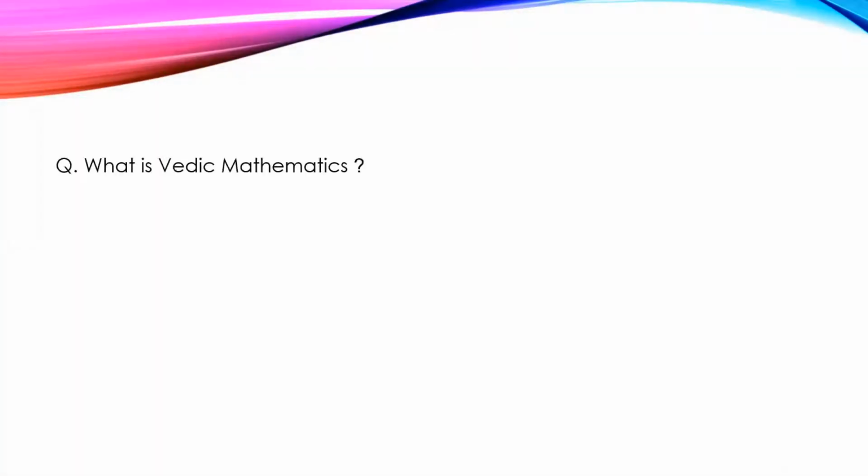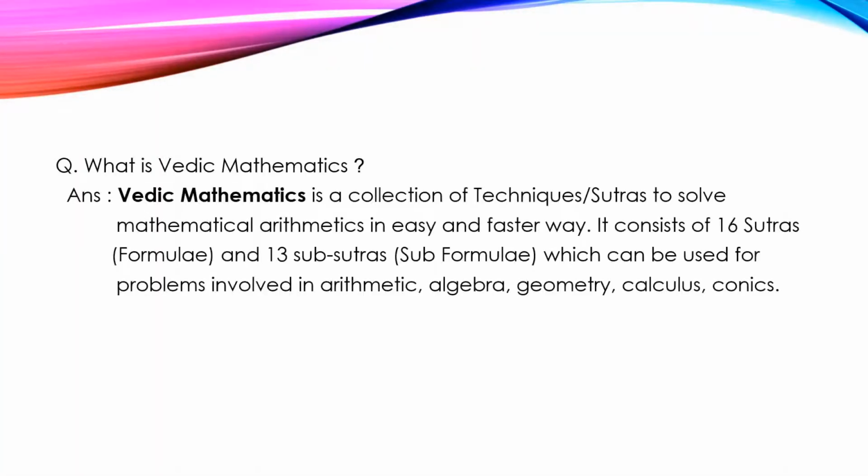What is Vedic mathematics? Vedic mathematics is a collection of techniques or sutras to solve mathematical arithmetic in an easy and faster way. It consists of 16 sutras or formulae and 13 sub-sutras or sub-formulae which can be used for problems involved in arithmetic, algebra, geometry, calculus, and conics.